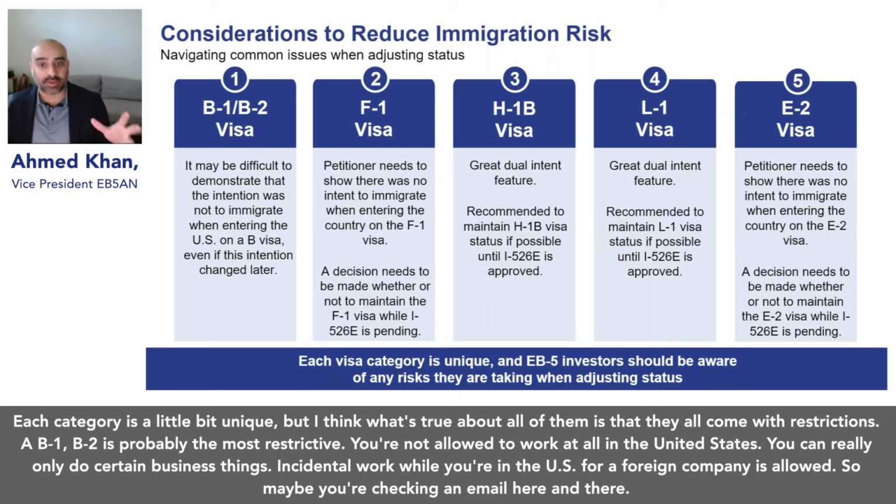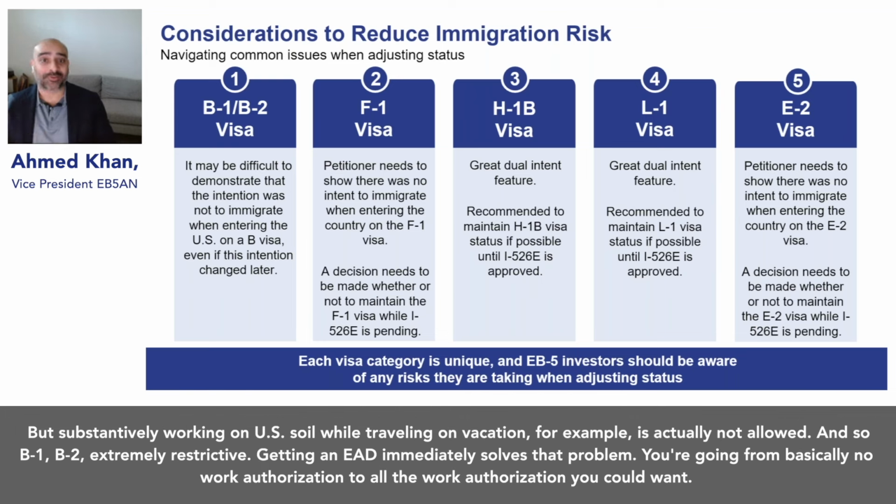Each category is a little bit unique, but I think what's true about all of them is that they all come with restrictions. Okay, a B1, B2 is probably the most restrictive. You're not allowed to work at all in the United States. You can really only do certain business things. So, incidental work while you're in the US for a foreign company is allowed, right? So maybe you're checking an email here and there, but substantively working on US soil while traveling on vacation, for example, is actually not allowed. And so B1, B2, extremely restrictive. Getting an EAD immediately solves that problem, right? You're going from basically no work authorization to all the work authorization you could want.